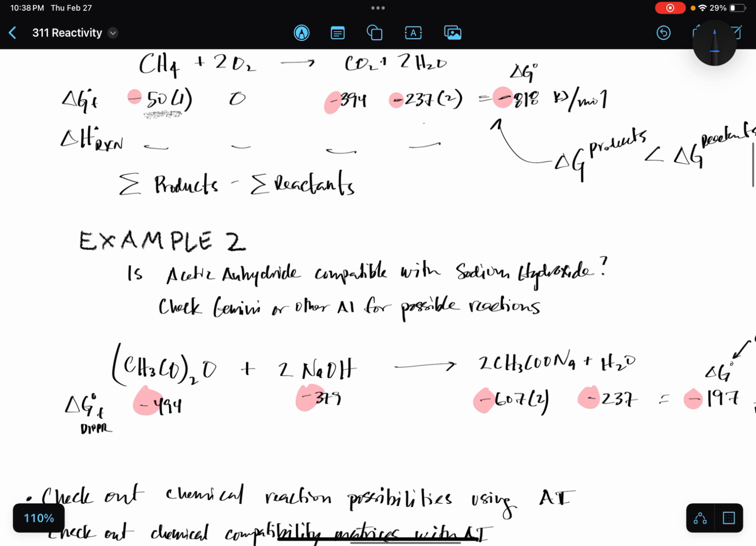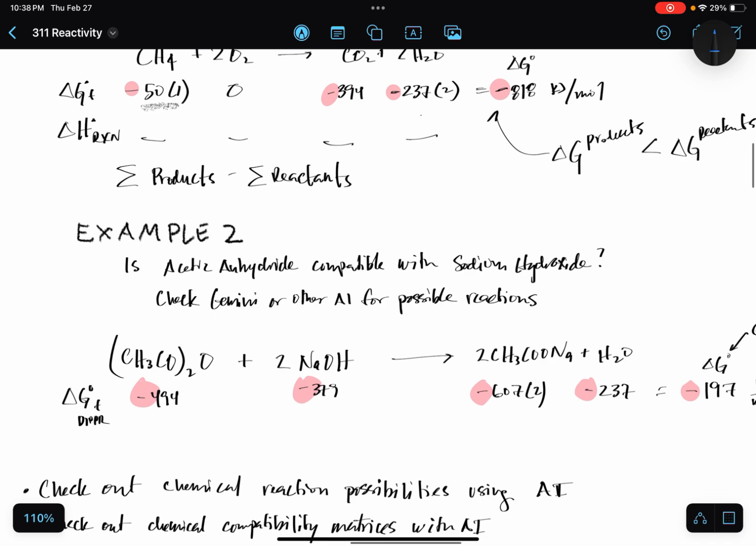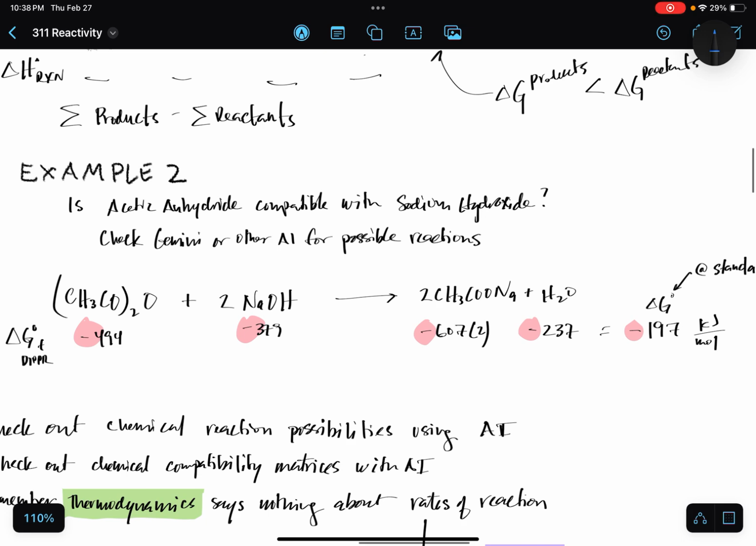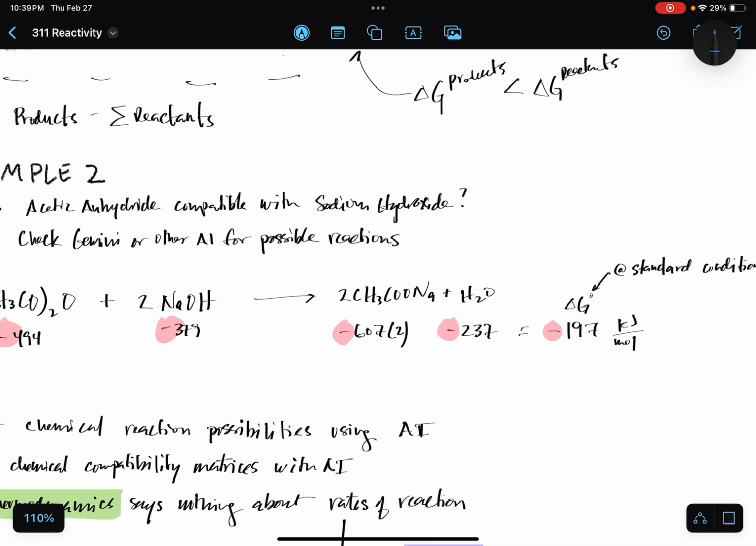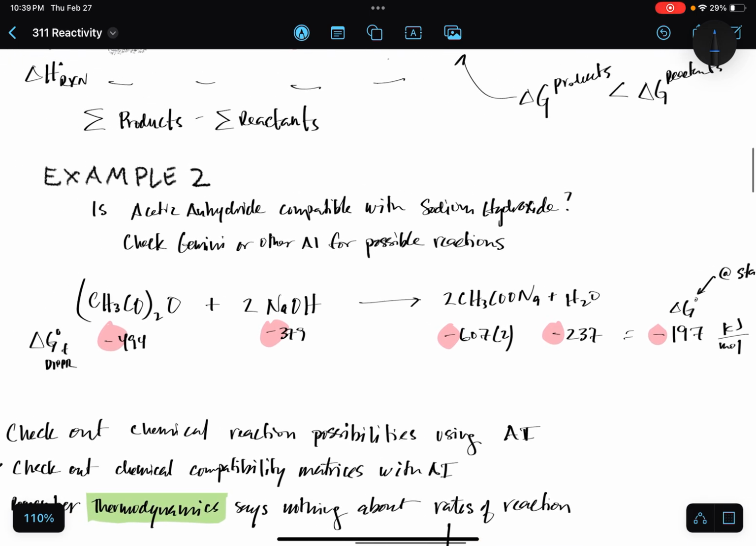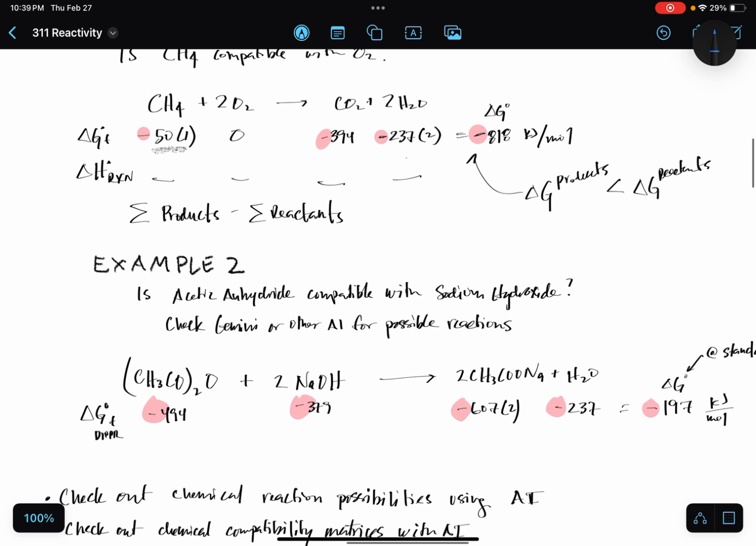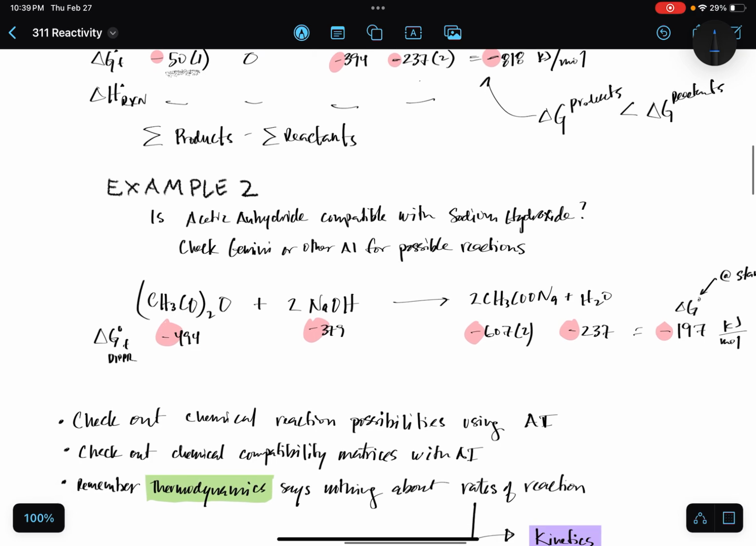Here's another example with acetic anhydride and sodium hydroxide. And you can use that Gibbs free energy to say, are they compatible or not? And here the Gibbs free energy indicates that they will react to give off heat. You could calculate the heat of reaction for that. And looks like from that reaction there that the net total number of moles, similar to methane combustion with oxygen, is the same for the products and reactants.